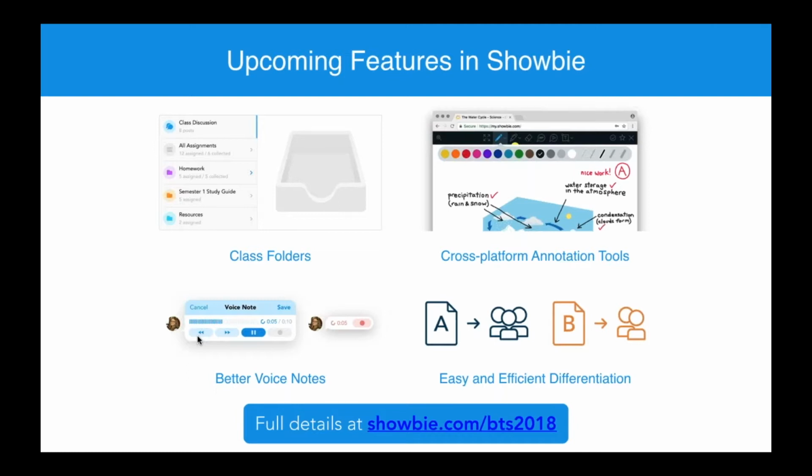Now this class folders is where within a class you can set different assignments, you can set homework, you can set different guides and resources, and that's going to be really useful for organizing the classroom. So at the moment they're all based in one, but hopefully with the folders we can see that you can have different posts within each one, which is going to be fantastic when that arrives.